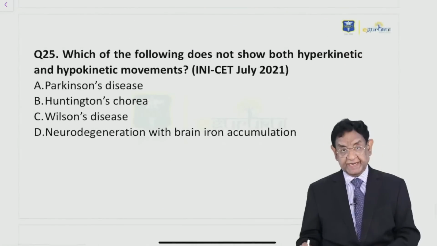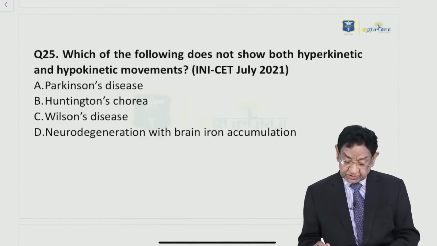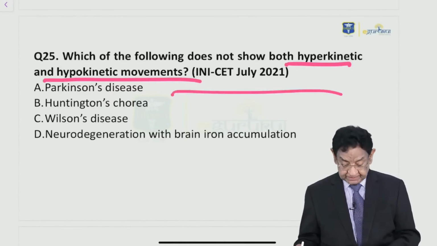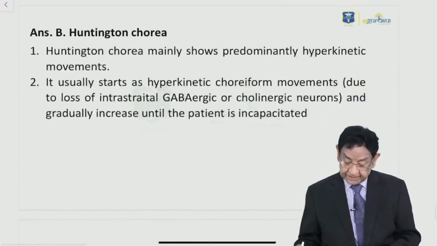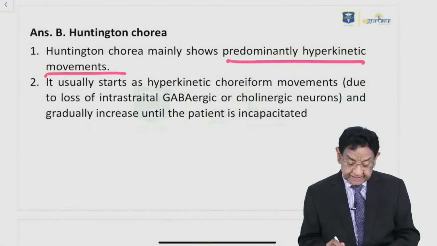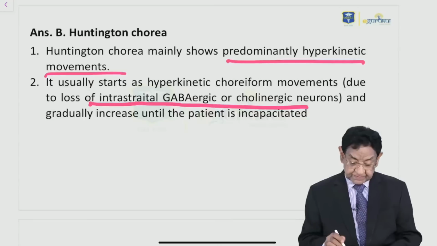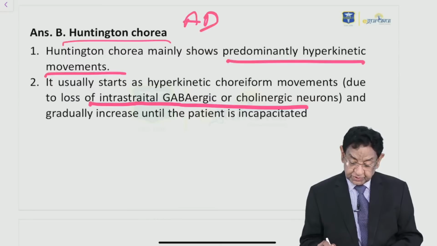Finally, the last question of the day. Which of the following does not show both hyperkinetic and hypokinetic movement? INI CET question. The answer is Huntington chorea. Predominantly, it shows hyperkinetic movement. And this is due to loss of striatal GABAergic and cholinergic pathways. Huntington chorea is autosomal dominant, usually manifests at the age of 30 to 50 years.